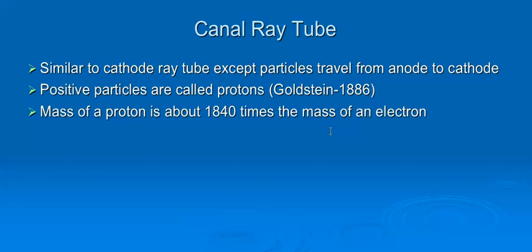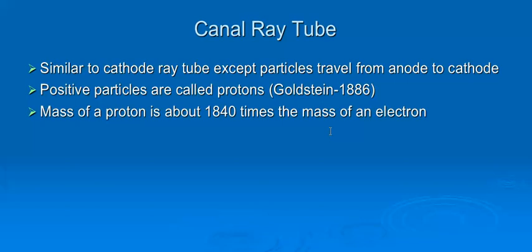The canal ray tube is similar to the cathode ray tube, except particles travel toward the cathode. The particles are traveling toward the negative cathode. So these particles had to be positive. They became known as protons by Eugene Goldstein in 1886. And protons are about 2,000 times larger than an electron.